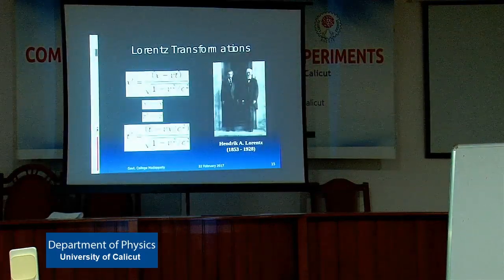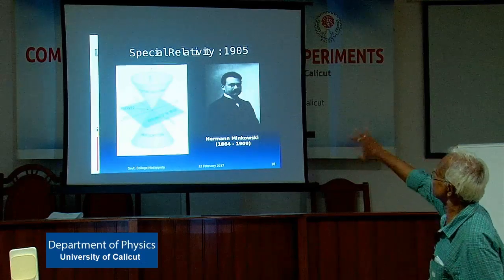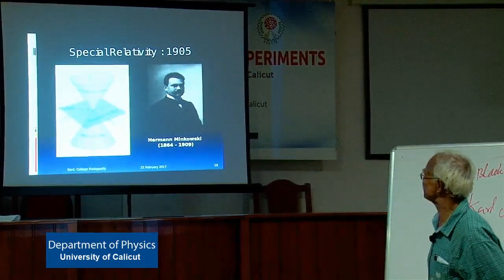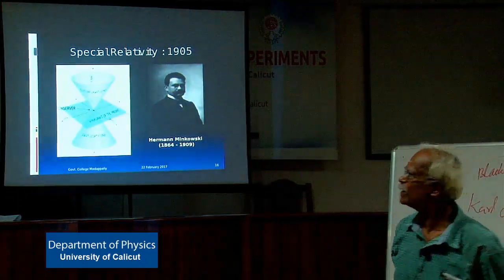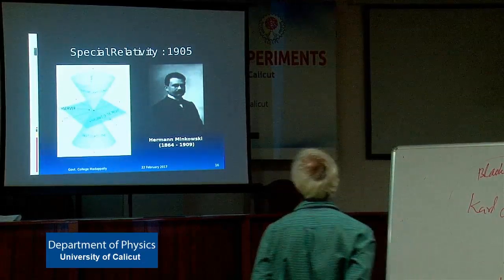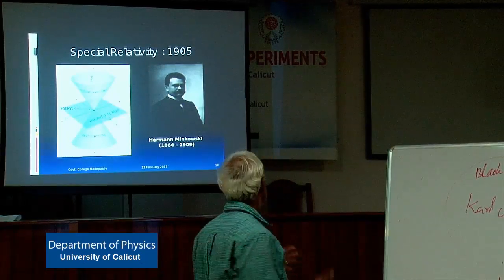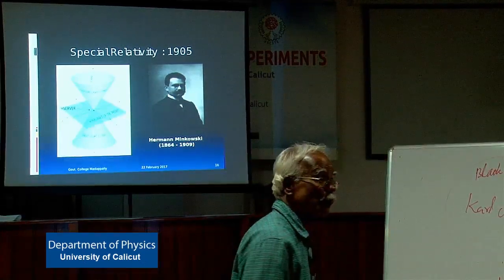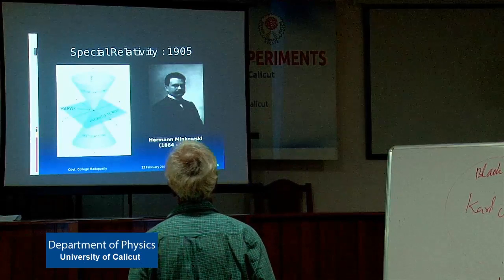Now these are the Lorentz transformations which I quoted earlier. That is light-like, time-like, and space-like. Hermann Minkowski, 1864-1909. He was Einstein's mathematics teacher, and it was Minkowski who put the special relativity ideas of Einstein into a firm mathematical form, in the form of four-vectors. That is Minkowski's creation, Hermann Minkowski.